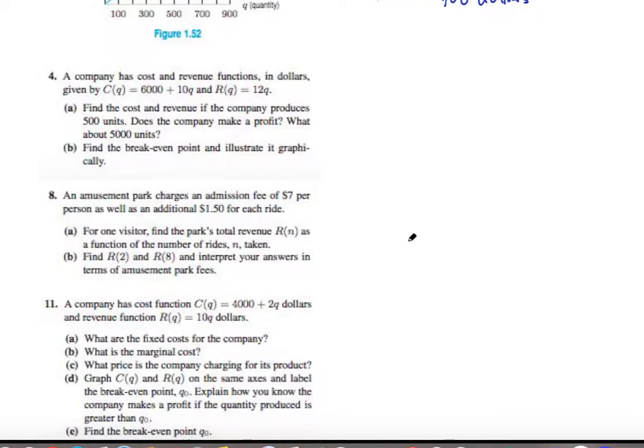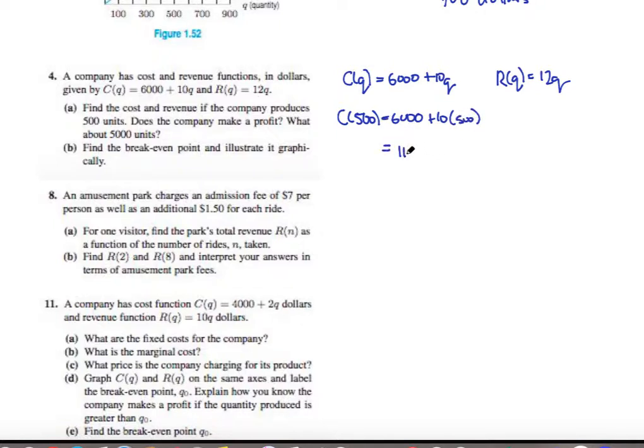Number 4 says, here are my cost and revenue functions in dollars. So I have C(Q), which is 6,000 plus 10 times Q, and my revenue function is 12Q. So I want to find the cost and revenue if the company produces 500 units. Then I want to know if it makes a profit. So C of 500 is just going to be 6,000 plus 10 times 500. So this is just simply $11,000.